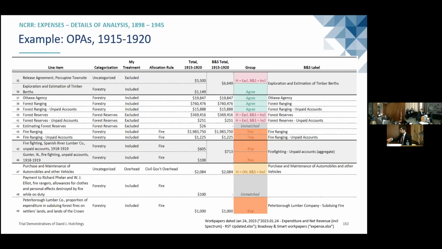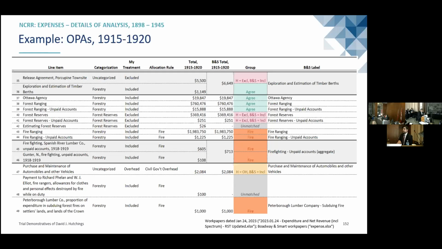This is what I mentioned earlier. Sometimes they lump the smaller items together, so they include that $6,649 in full. I agree on the treatment of 1,149 related to exploring and estimating timber berths. That's necessary to then know what timber berths you have to sell or collect stumpage charge on.